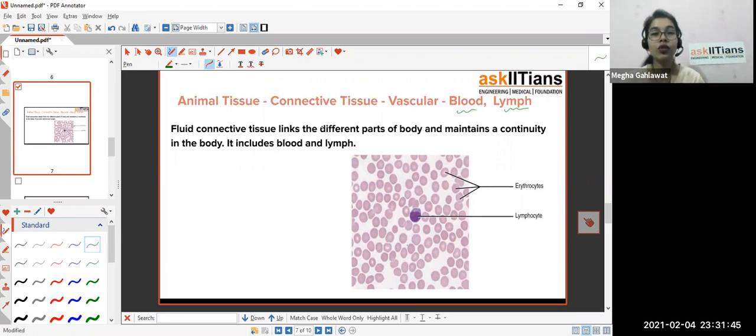So the fluid connective tissue links all the different parts of the body. By links, it means since the blood is flowing through the entire body through different veins and arteries, it is actually connecting all the parts of the body indirectly. Okay, because it is carrying the digested food materials, the oxygen, the carbon dioxide, different vitamins and nutrients, and the waste products as well, which it takes to the kidney to filter out. Okay, and it maintains the continuity in the body. By continuity in the body, that basically means that it is connecting the entire body. Okay, and it includes the blood and the lymph. The fluid connective tissue contains the blood and the lymph.